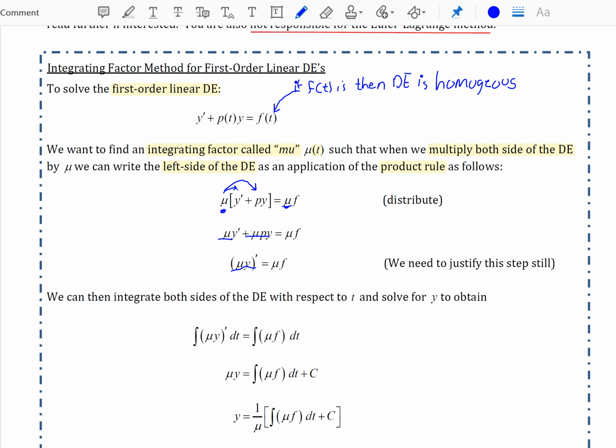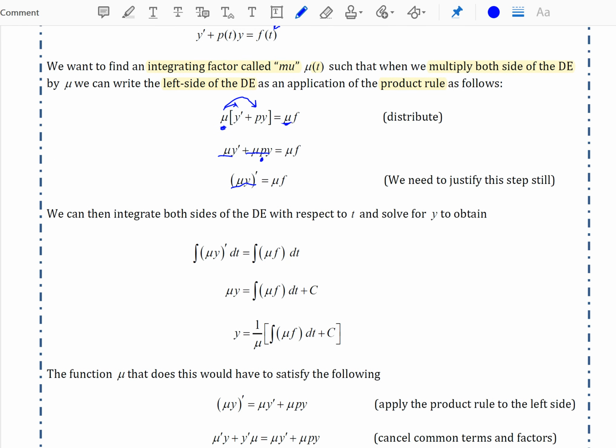Notice that in doing this, the function p gets sucked up by this product rule. Now, finding a function mu that does this will be tricky. I will have to justify this step to you. However, if we assume we can find this function mu that does this, we can then integrate both sides of the dE with respect to t and then solve for y. So we would integrate both sides with respect to the variable t.